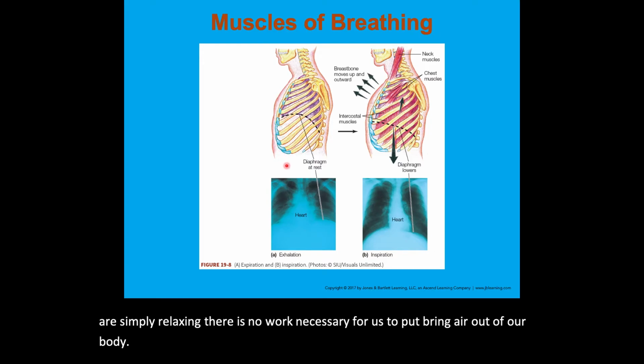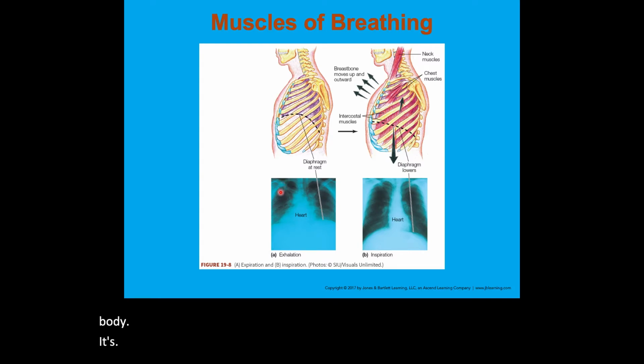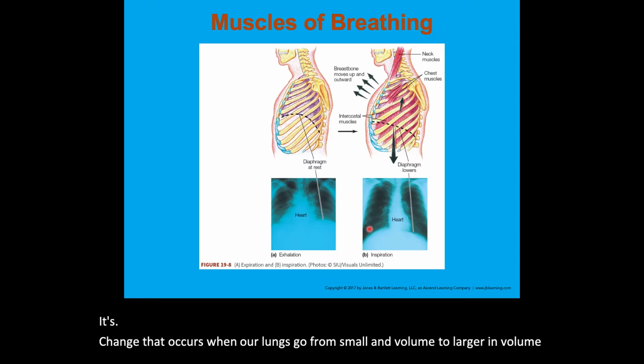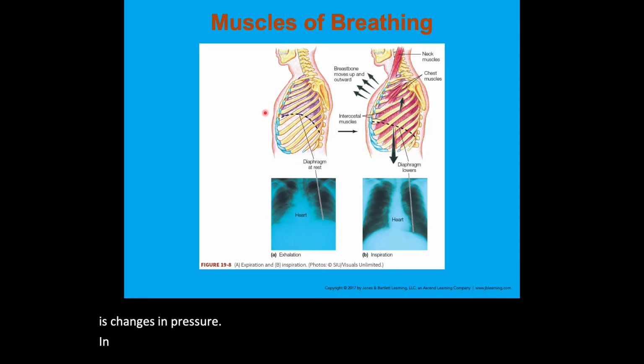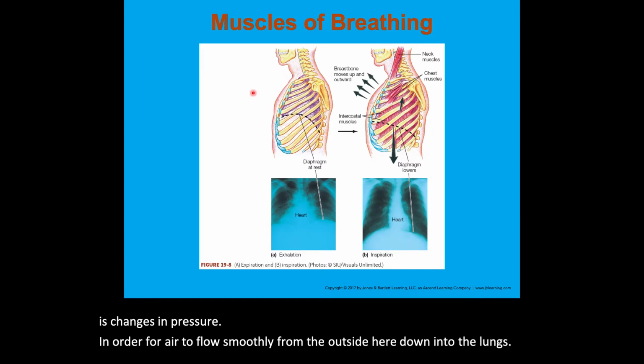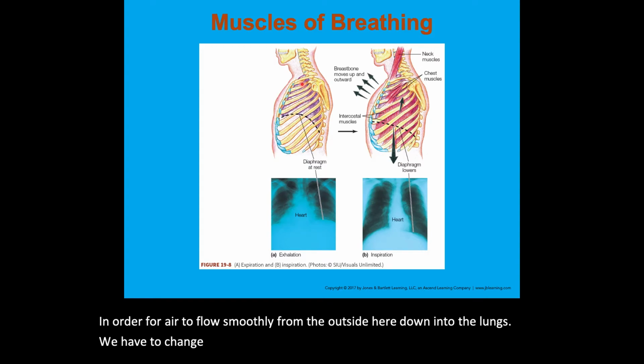The important change that occurs when our lungs go from small in volume to larger in volume is changes in pressure. In order for air to flow smoothly from the outside here down into the lungs, we have to change the pressure in our thoracic cavity.